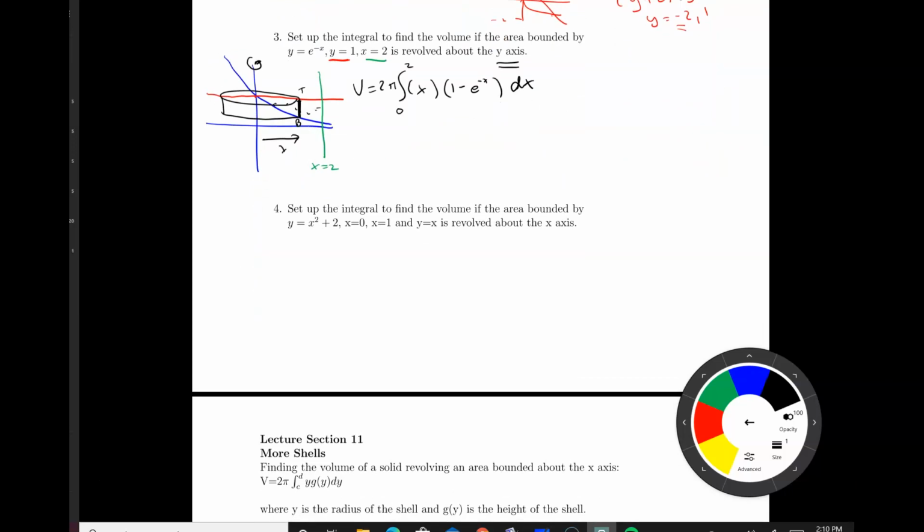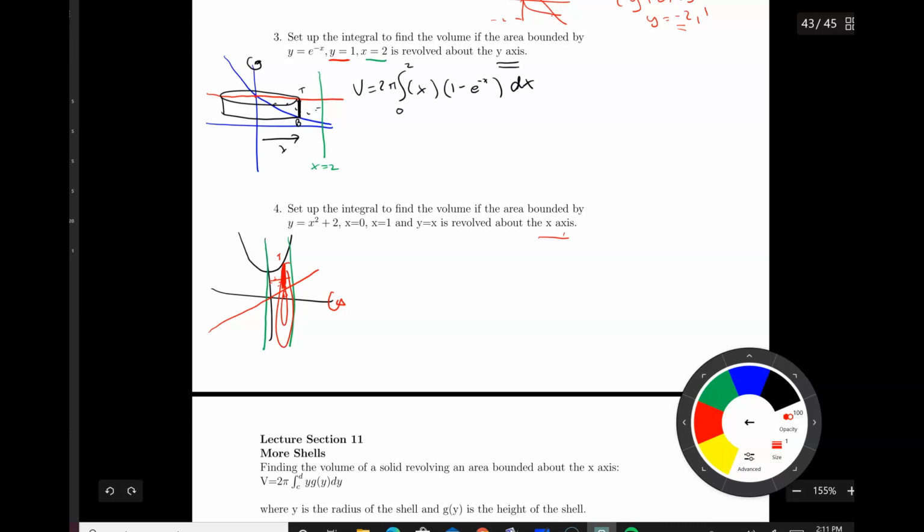All right, let's do one more here. y equals x squared plus 2, x equals 0, and x equals 1, and then I have y equals x. So this is the area bounded, and I'm going to revolve it about the x-axis. So in this case, if I try drawing rectangles parallel, that's going to be different functions on the top and the bottom. So I don't want to do that. So I want to draw them perpendicular. Then they always have the same top function and always have the same bottom function.